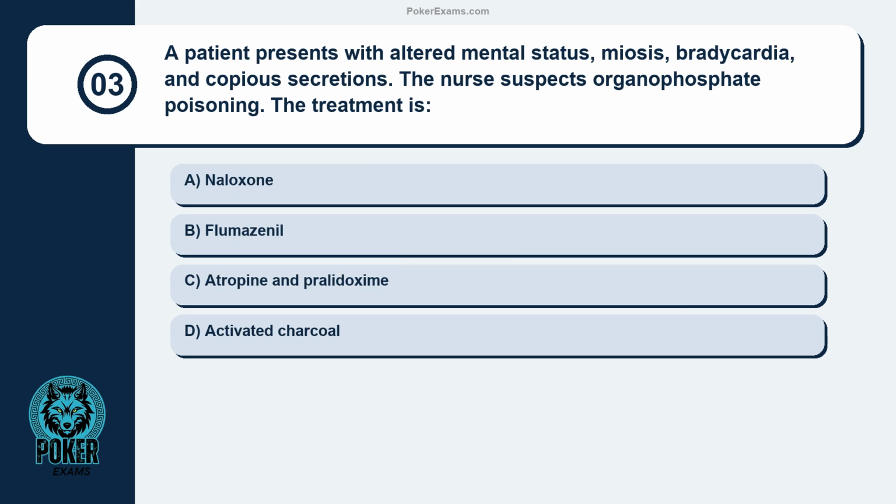Question 3. A patient presents with altered mental status, miosis, bradycardia, and copious secretions. The nurse suspects organophosphate poisoning. The treatment is naloxone, flumazenil, atropine and pralidoxime, activated charcoal.